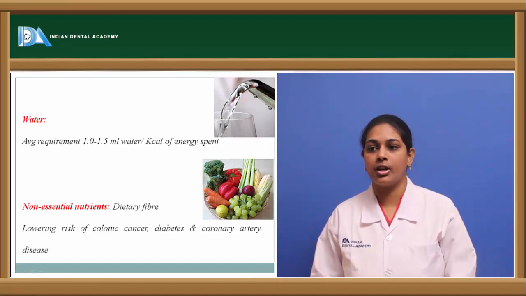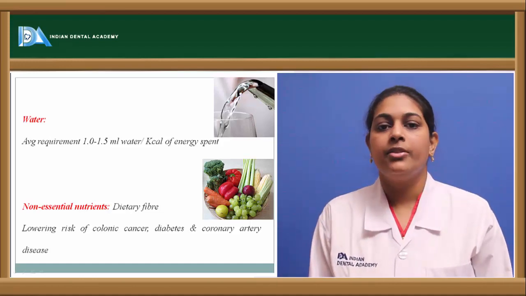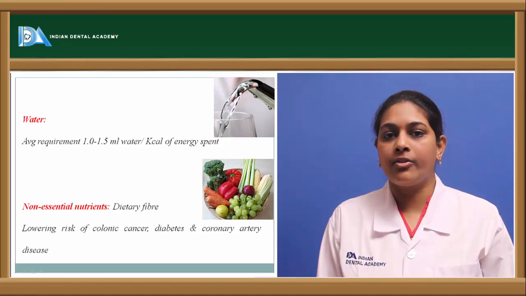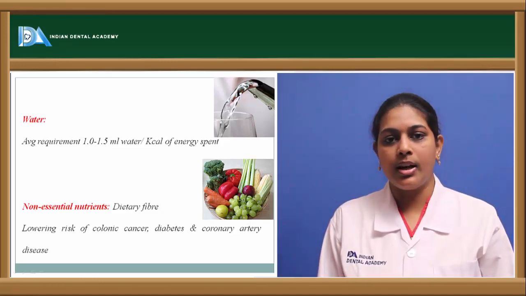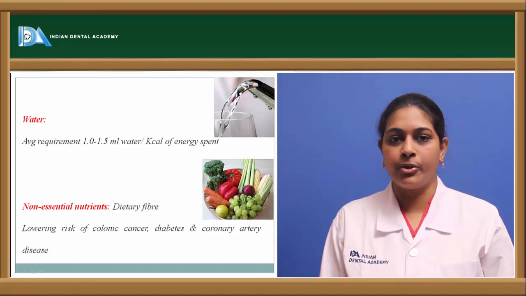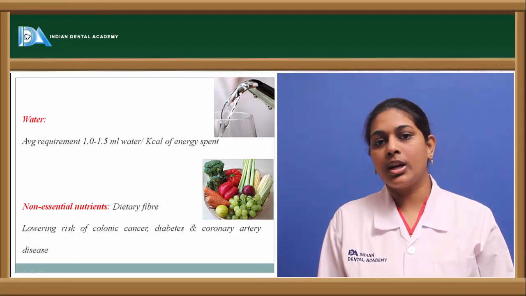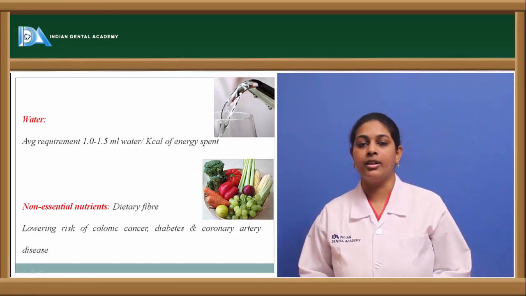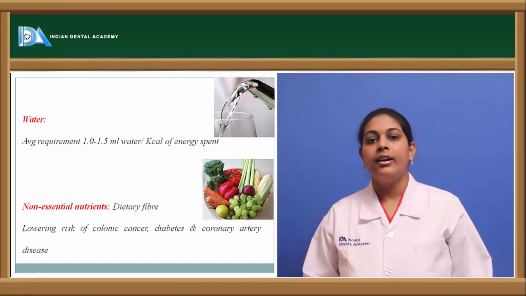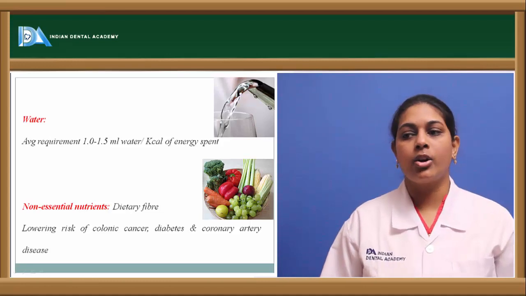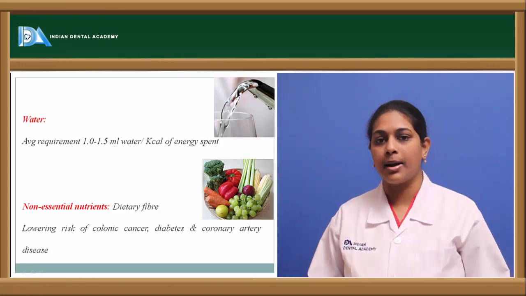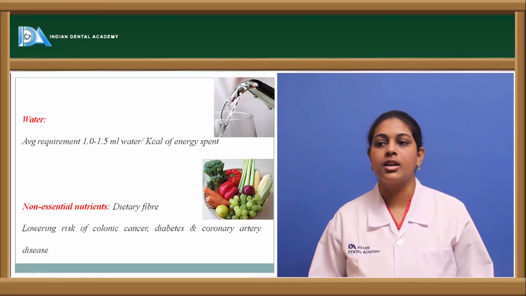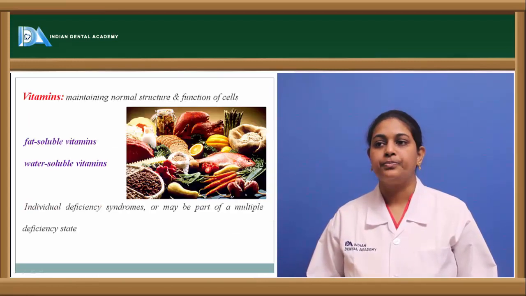Coming to the non-essential nutrients, they are the dietary fibers. They usually help in maintaining the body's physiological functioning systems and in digestion as well. They constitute the fibers which are taken in the form of fruits and vegetables. And they reduce the risk of colon cancer, coronary artery disease, as well as diabetes. So these are certain functions of the non-essential nutrients.